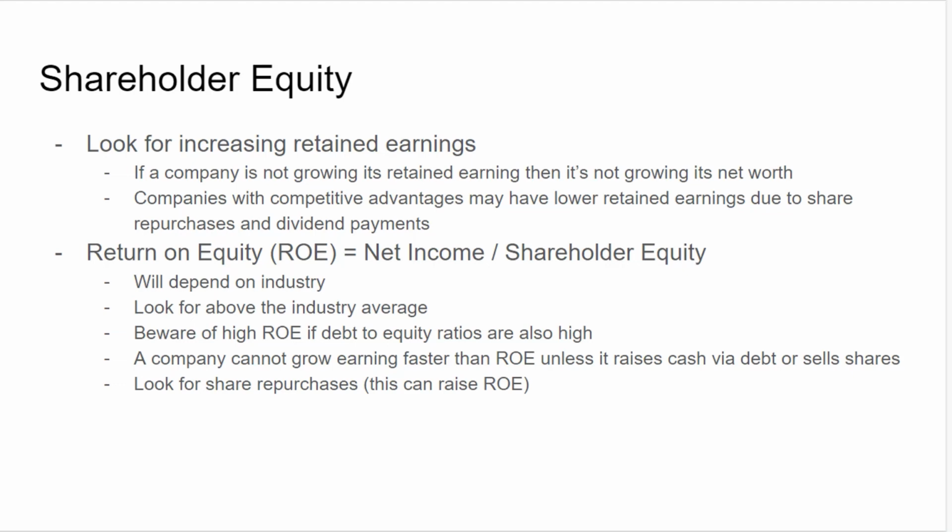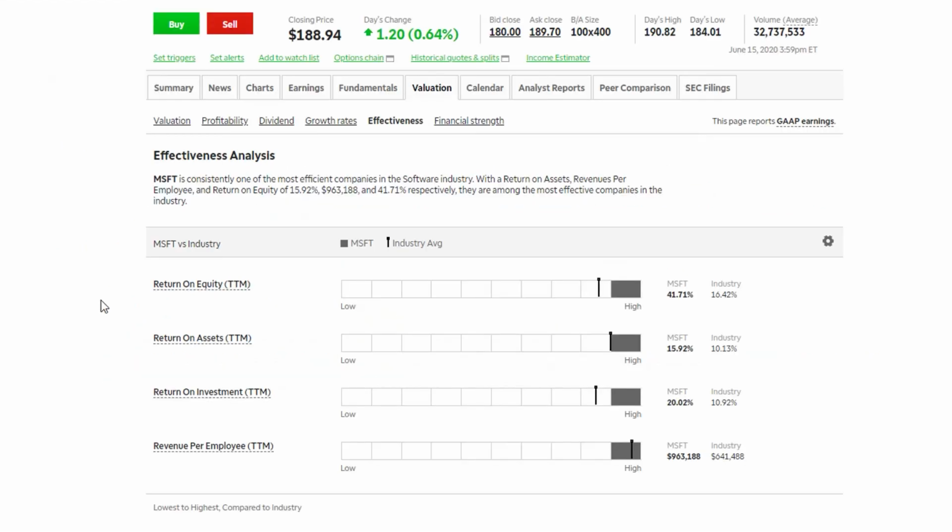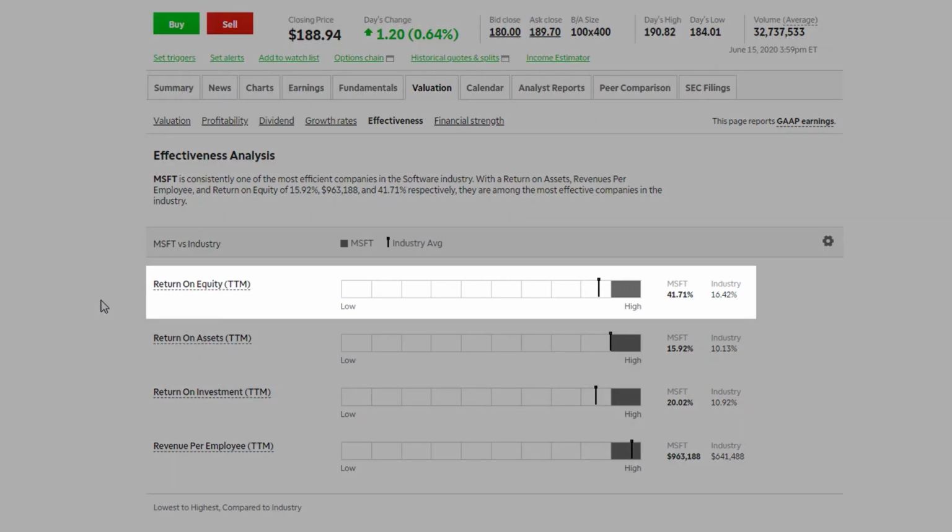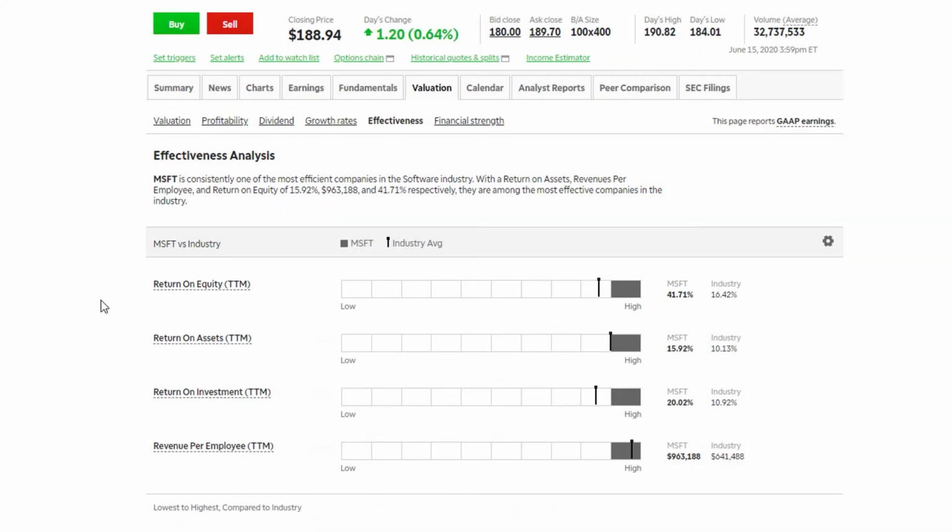Generally speaking, the higher the return on equity, the better. Again, this is going to depend on industry. TD Ameritrade is going to show us the return on equity for different securities, different companies, different stocks. And here we can see that Microsoft has a return on equity of 41.7%, which is well above the industry average of 16.42%.